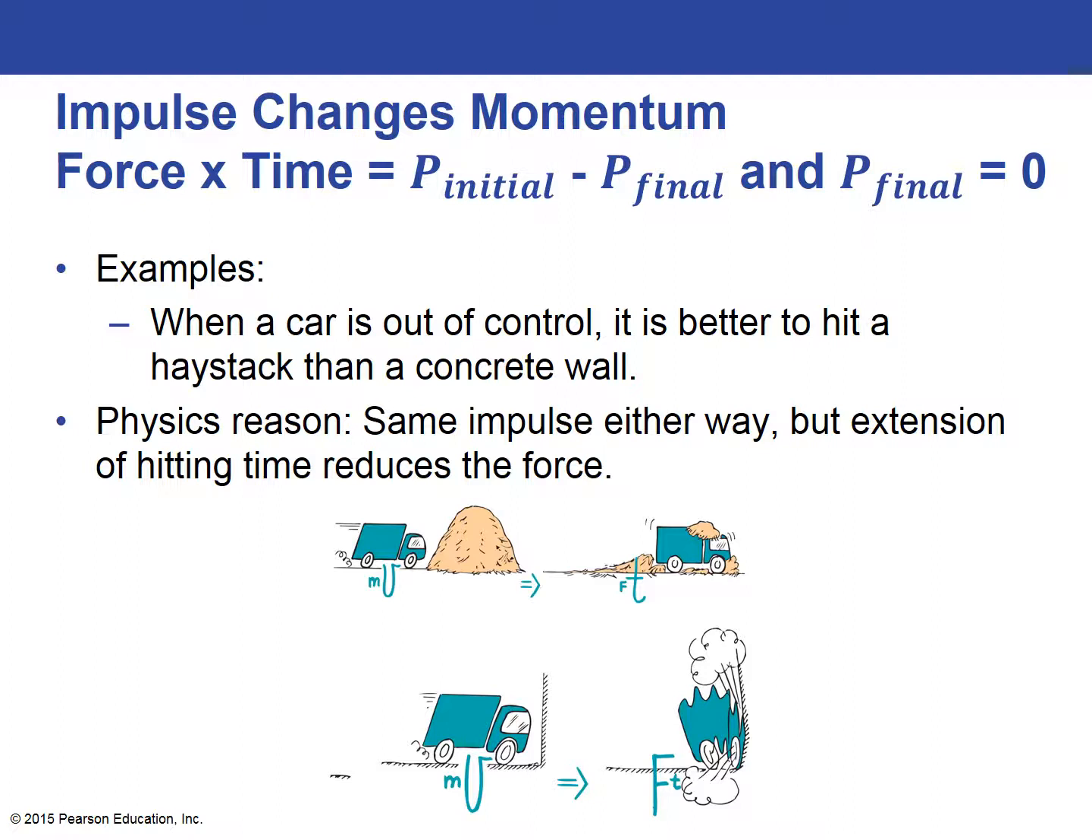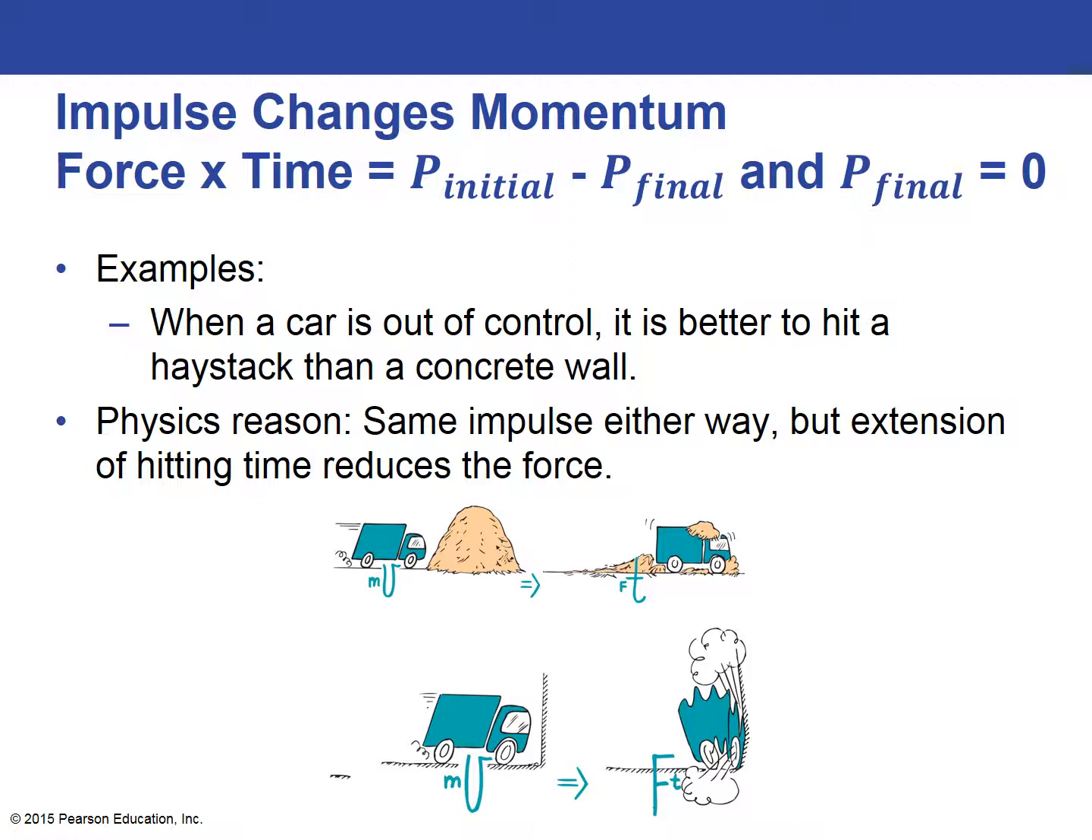Now, in both of these cases, the change of the momentum of the truck is the same. It started out with some velocity v. It came to rest at some later time t, and it is no longer moving. So the change in velocity is the same in both cases. Therefore, the change in momentum, which is mass times velocity, is the same in both of the cases shown here. The only difference is that the time factor plays a role in how quickly the truck stops.